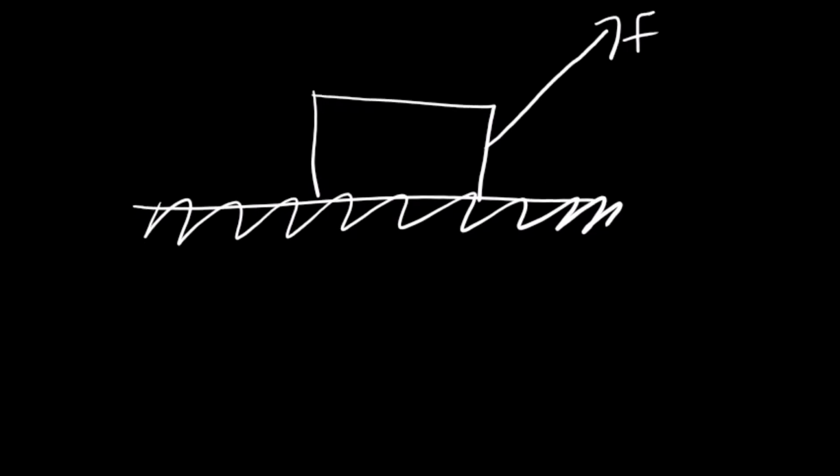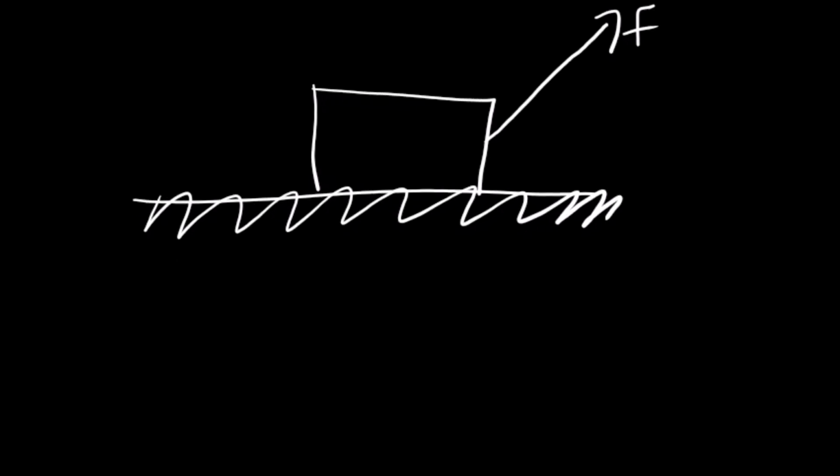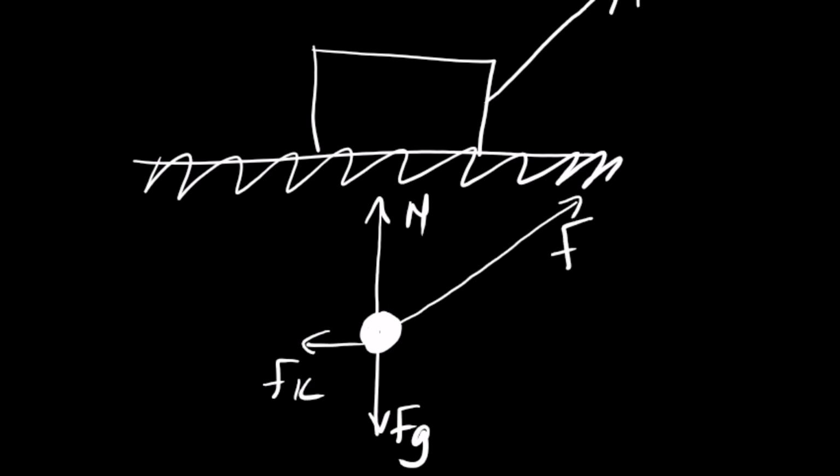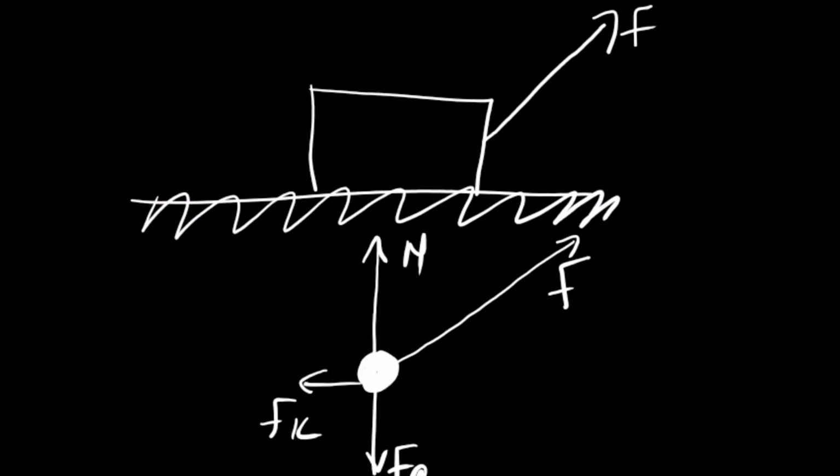The surface is not frictionless. How do you draw a free body diagram? Remember a dot, normal force, we have our weight, Fg, kinetic friction, this is our force.